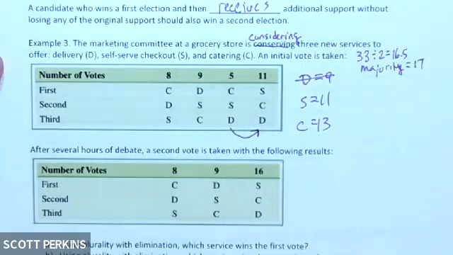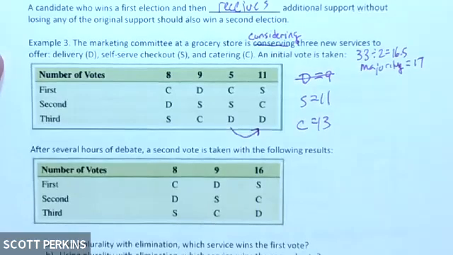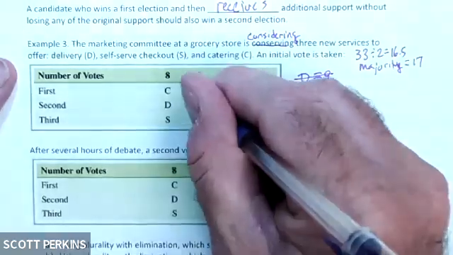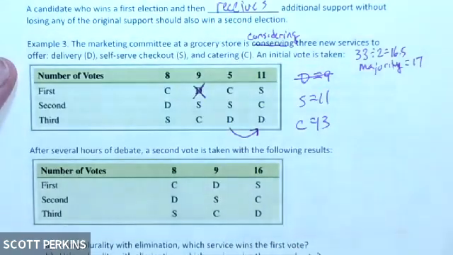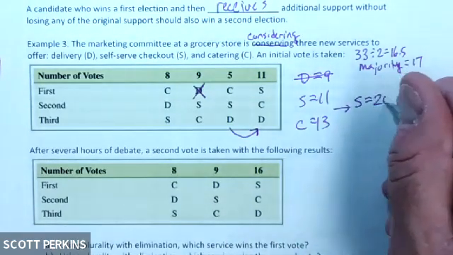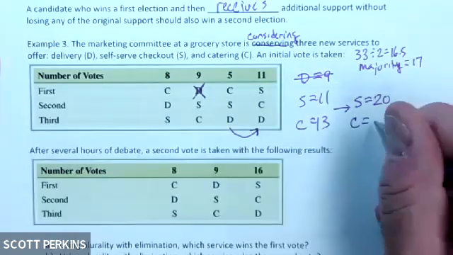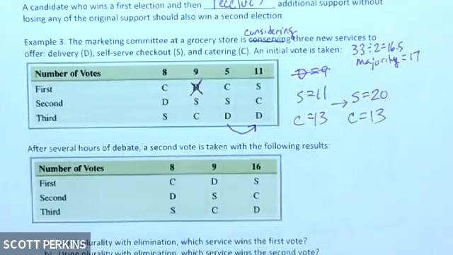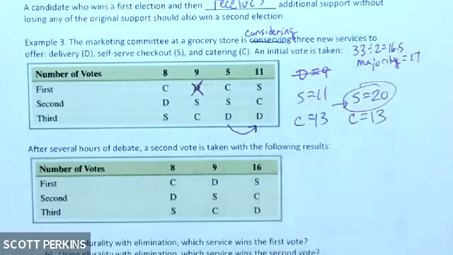No one is getting delivery, apparently. And so when we do that, we get rid of D. Those 9 votes go to S, self-checkout. And so what we get is 20 for self-checkout and 13 for catering. And it looks like self-checkout wins the election. Great.